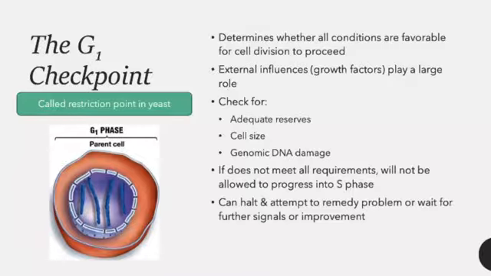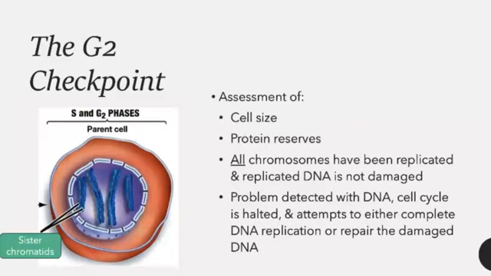prepare for mitosis. At our G2 checkpoint, it's the cell's final quality control step before it enters into mitosis. So at this point, our cell has already duplicated its DNA during the S phase, and our G2 checkpoint is all about making sure the cell is fully prepared for division. So it's going to check if the cell size is adequate, if it has enough protein reserves to support division, and third, if all of our chromosomes have been properly replicated without any DNA damage.